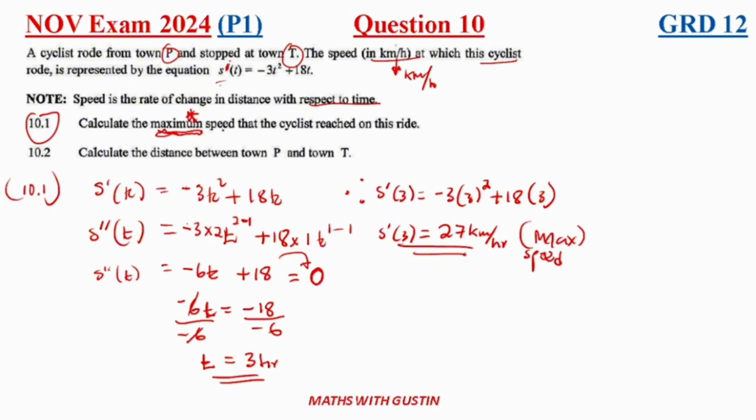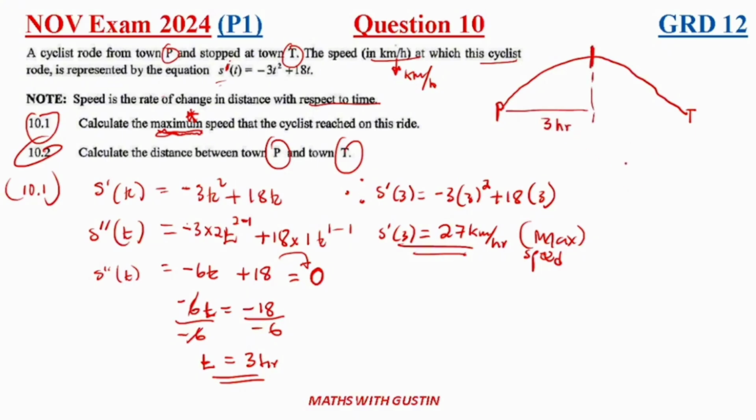So let's come here and say calculate 10.2. Calculate the distance between town P and town T. Now they are asking us to calculate the distance between town T and town P. So if this cyclist started here at town P, they will ride their bicycle and reach the point where they reached maximum speed, which is this maximum speed here, in 3 hours rather, not 3 seconds.